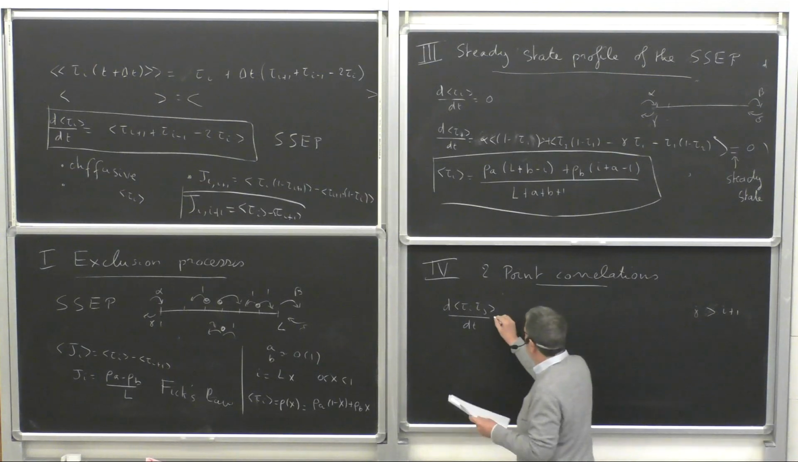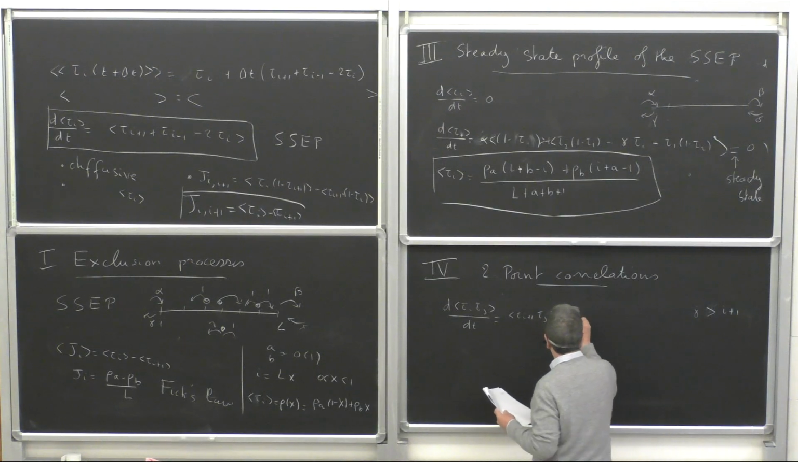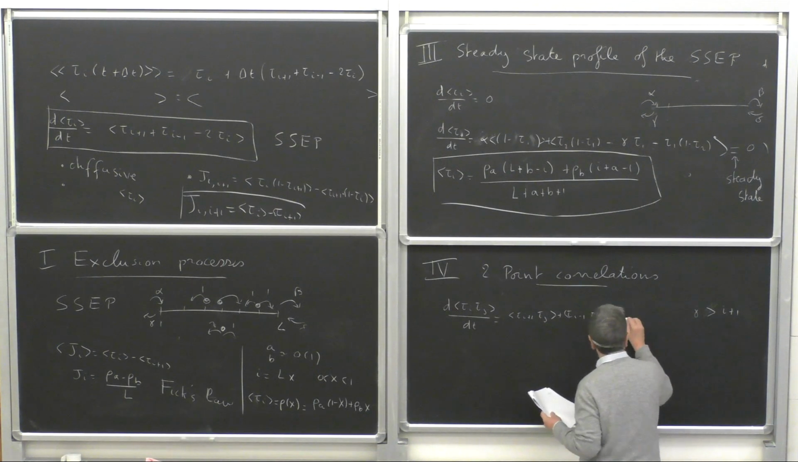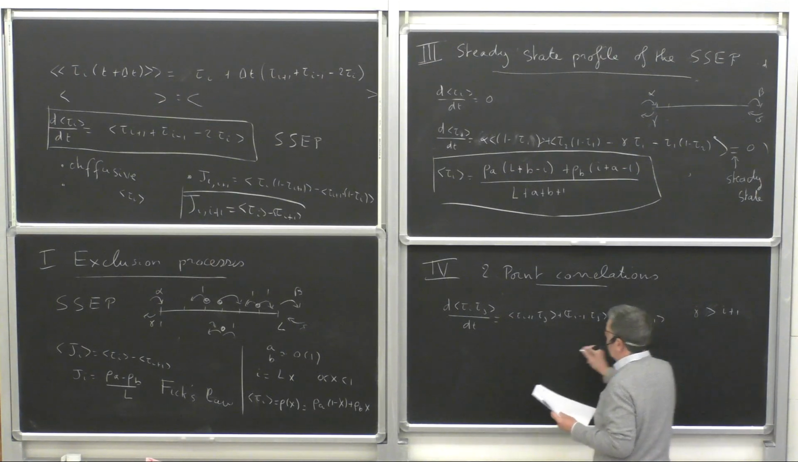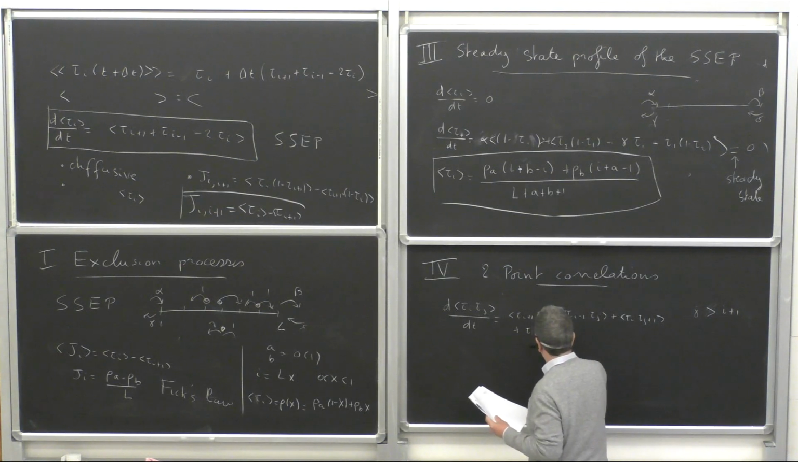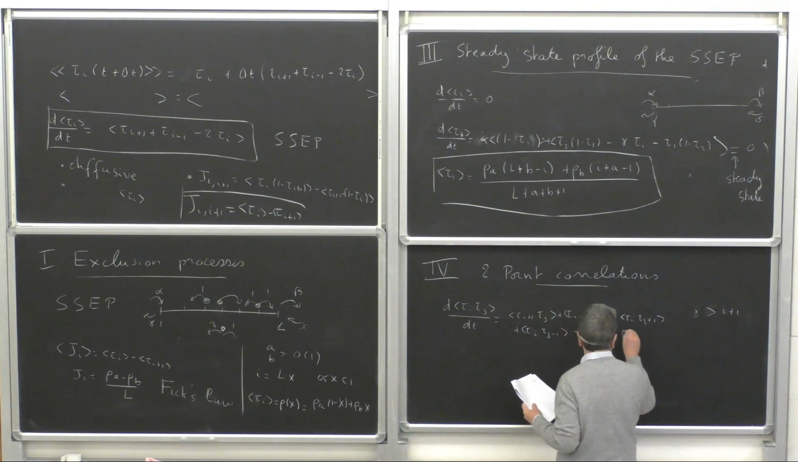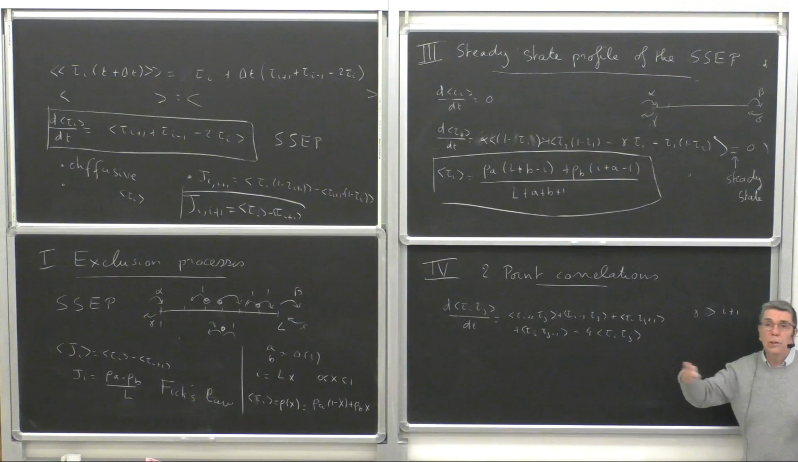Okay, you can write it and you get 2I plus 1, 2J plus 2I minus 1, 2J plus 2I, 2J plus 1, plus 2I, 2J minus 1, minus 4, 2I, 2J. Okay, so essentially when they are not neighbors, each particle is diffusing.